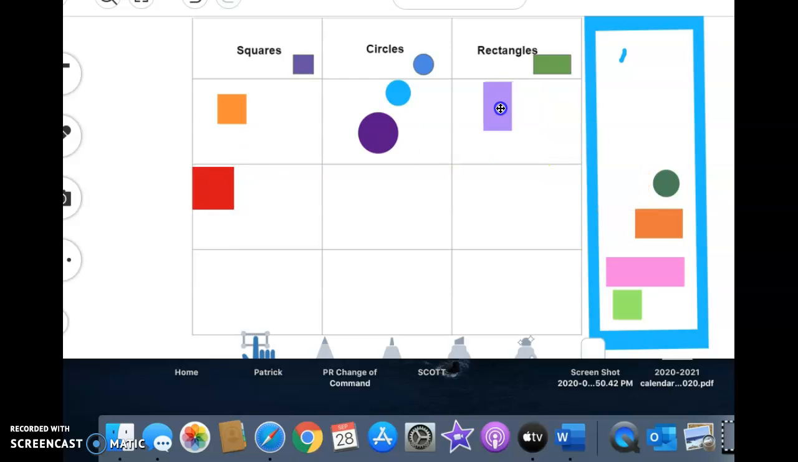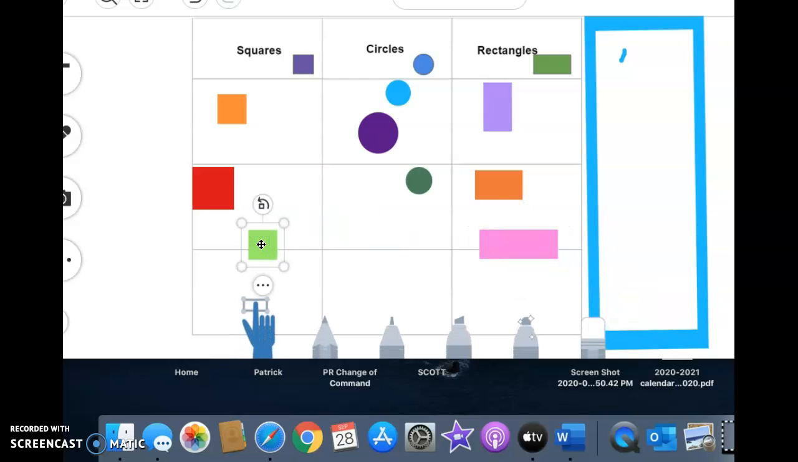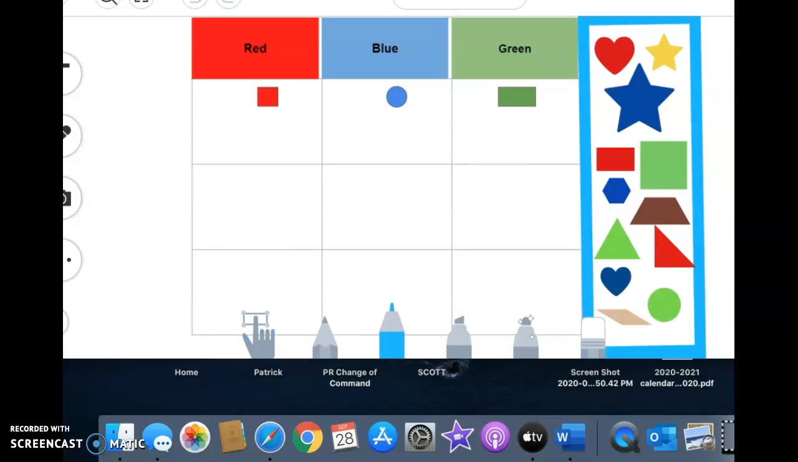Rectangle. Too long, too short. Circle? Circle. Rectangle. Too long, too short. Rectangle. Square. Yay, done. Can we sort by color?